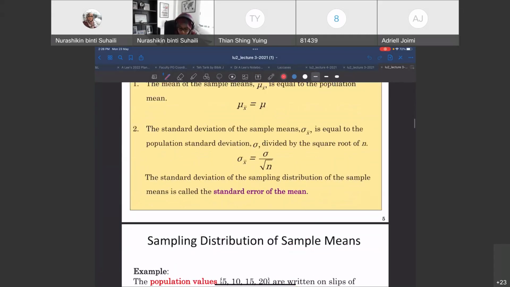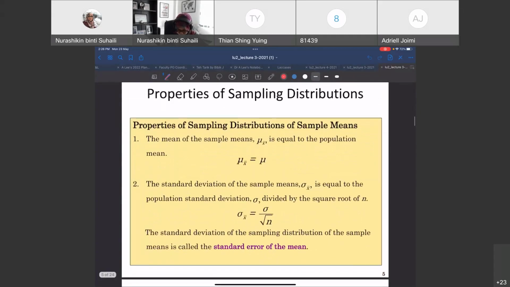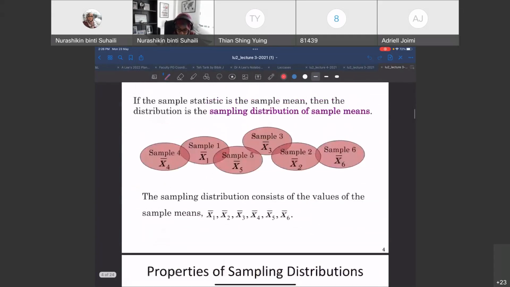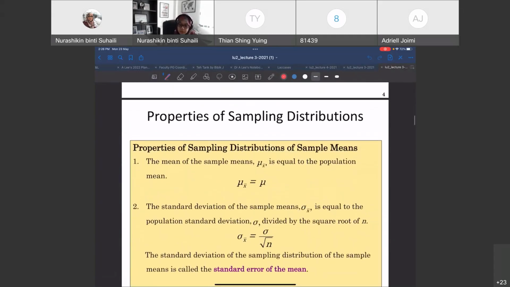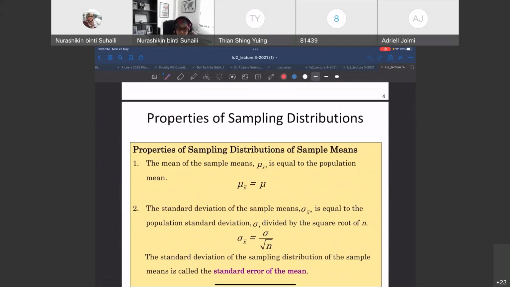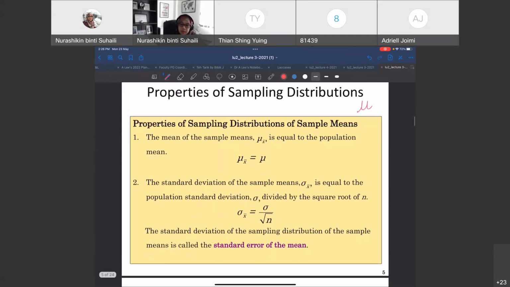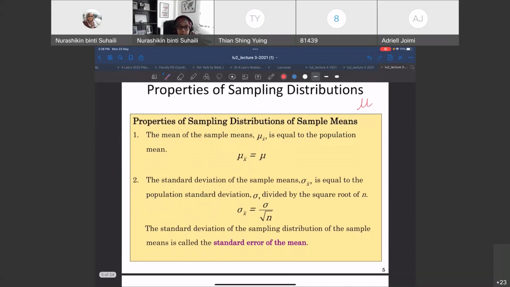Okay, so properties of sampling distribution, sampling distributions of sample means. Now remember this symbol, the mu. The mu means the population mean. But now our population is represented by sample means.